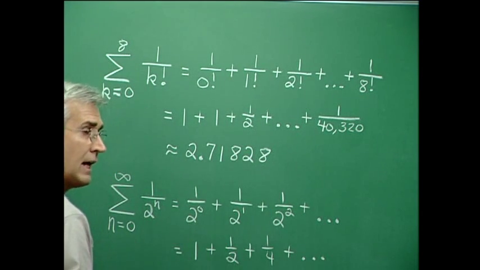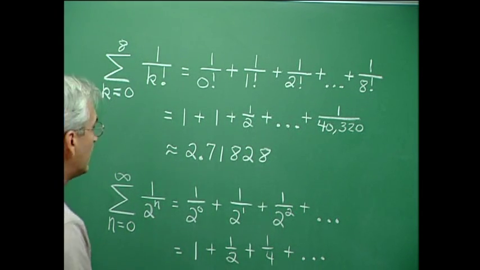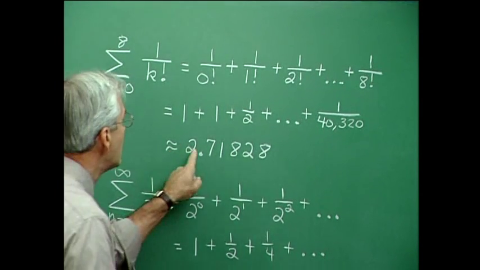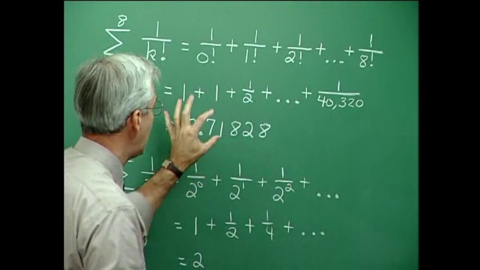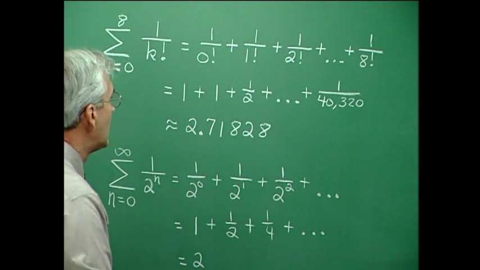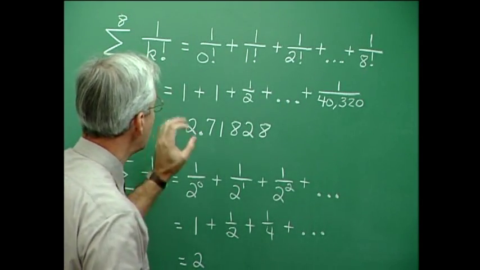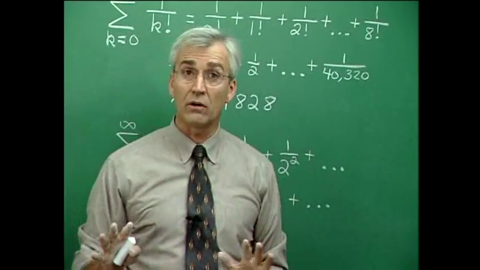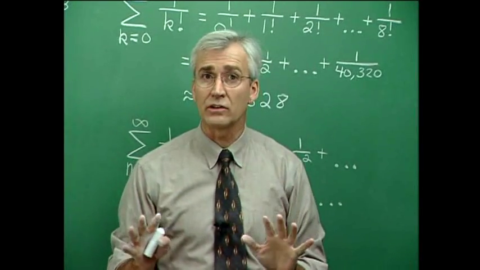2.71828. Now, this may look vaguely familiar to you, or it should look a little familiar to you. This is the approximate value of the naturally occurring constant E that we studied in a previous chapter. And this is an interesting way for E to sort of make its appearance in another area of our study.